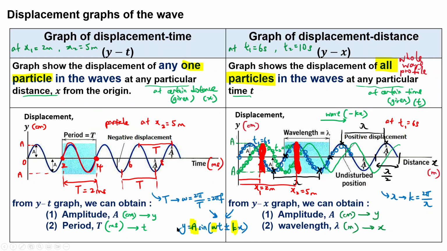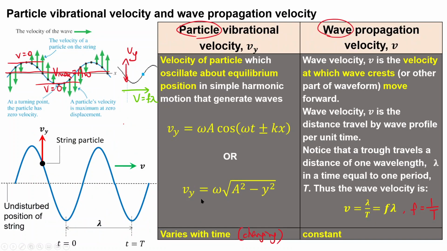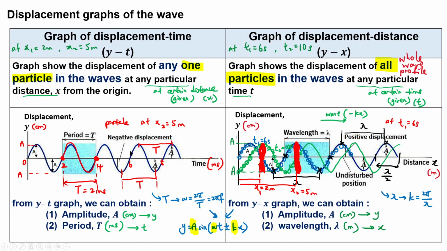Other than building the equation, once we know the lambda and once we know the period, we can also find what? Wave propagation velocity. V equals F lambda, because V is lambda over period. See that? So these two graphs can also help us find another thing, which is what?